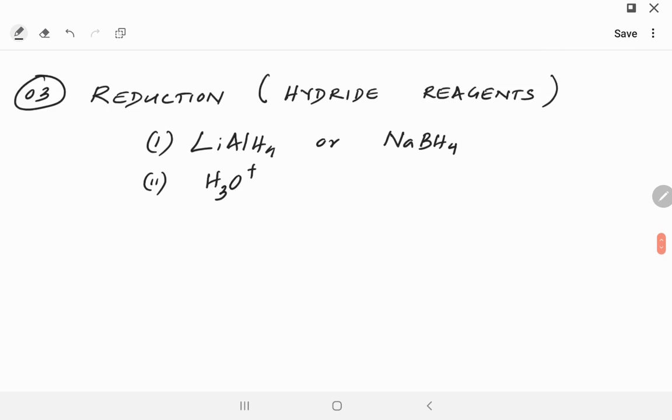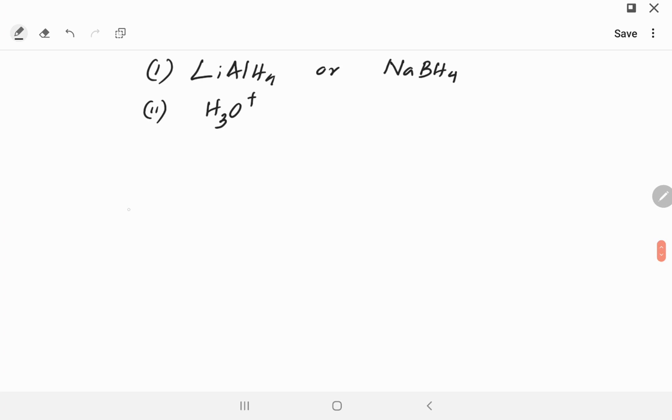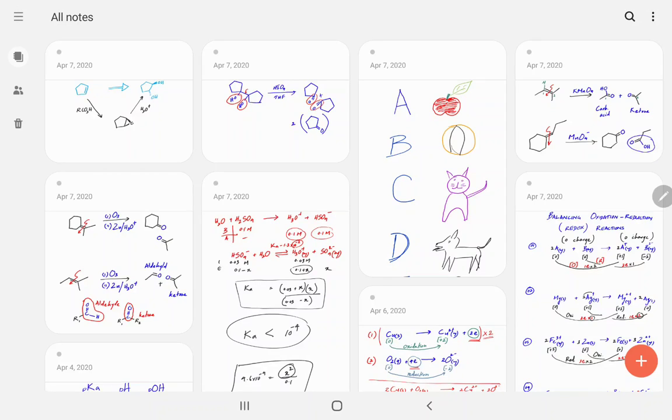So in here what happens is that you will add a hydride. Both lithium aluminium hydride and sodium borohydride will give up a hydride as the nucleophile. That nucleophile will go and attack the carbonyl carbon, which is an electrophilic carbon.